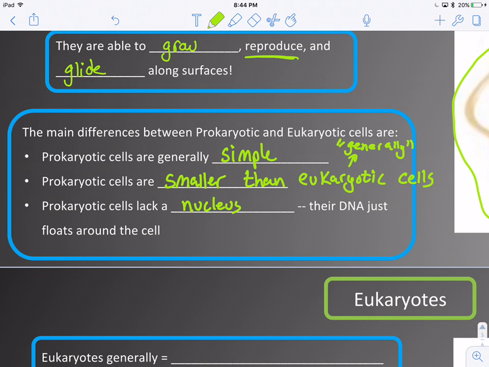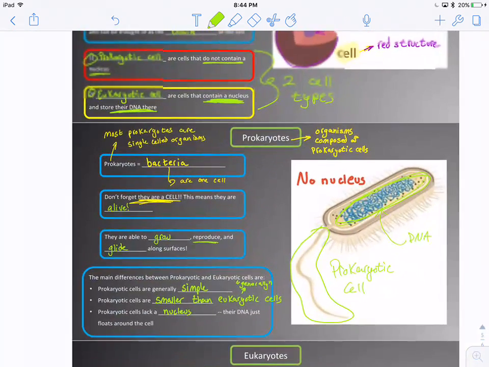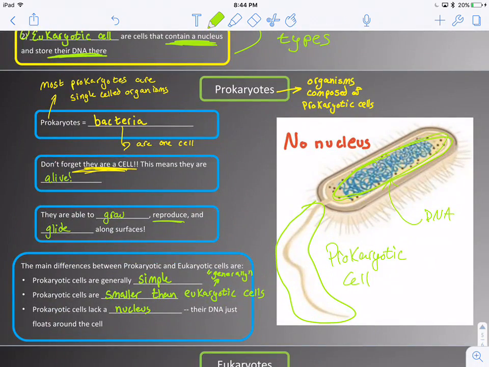Awesome. So prokaryotes, big takeaway: they're single-celled, they're generally bacteria, they're much smaller than eukaryotic cells, they're simpler than eukaryotic cells, and they don't have a nucleus. That's the main takeaway.